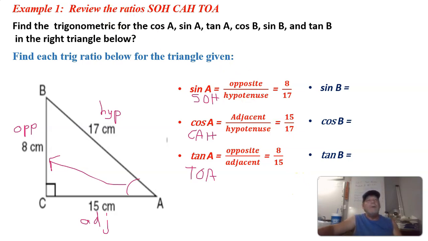All right, so now we'll change to blue whenever I'm writing. And remember, the sine is SOH, the cosine is CAH, and the tangent is TOA.